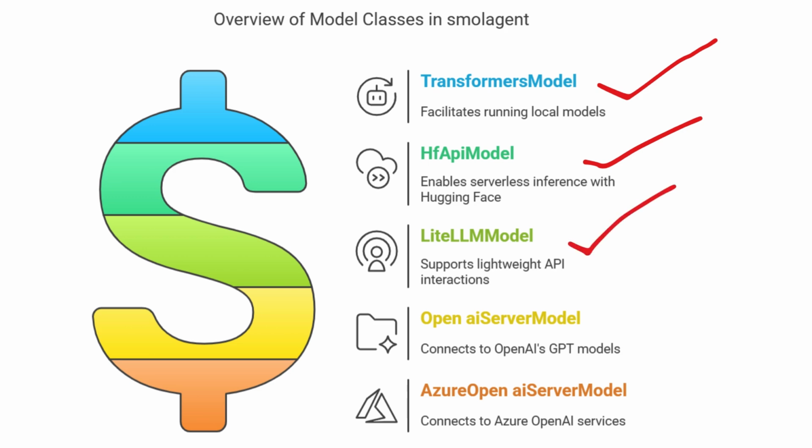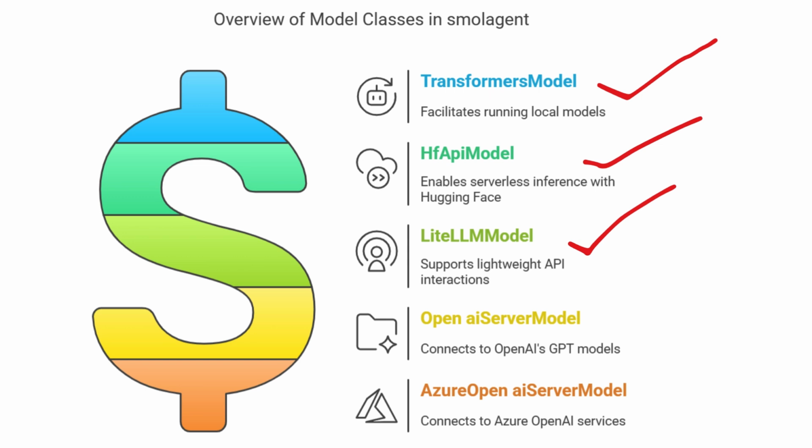3. Light LLM model, lightweight API interactions. The Light LLM model is designed to make it easy for Smolagents to interact with different AI models through a single, unified interface. Instead of being locked into just one AI provider, this lightweight wrapper allows developers to switch between multiple language models without changing their code.